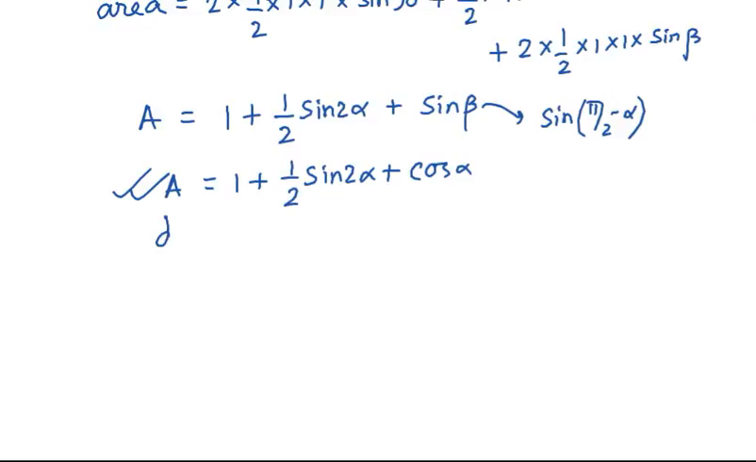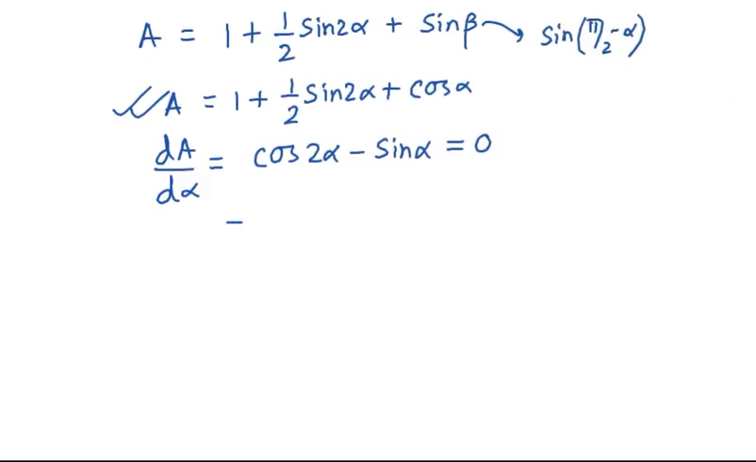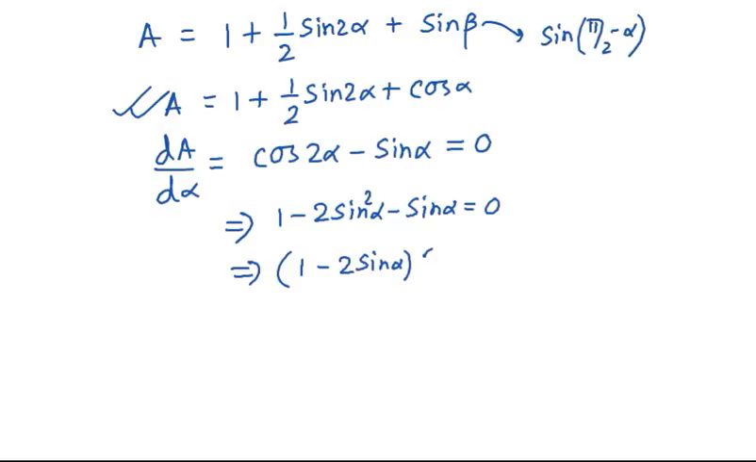To maximize this particular area, let us use the extrema principle. So let us differentiate the area function with respect to alpha. On differentiating the area function with respect to alpha, we are getting cos 2 alpha minus sine alpha, and that derivative must be equal to 0 for the maximum area case. So solving this equation, cos 2 alpha is 1 minus 2 sine square alpha, minus sine alpha is equal to 0. And this is giving us two factors, that is 1 minus 2 sine alpha into 1 plus sine alpha equal to 0.